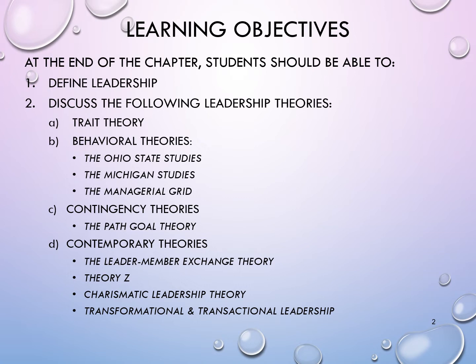which include the Ohio State Studies, the Michigan Studies, and also the managerial grid. Then we move on to the contingency theories, which cover the path goal theory. And lastly is the contemporary theories, which include the leader-member exchange theory, theory Z, charismatic leadership theory, and also transformational and transactional leadership.